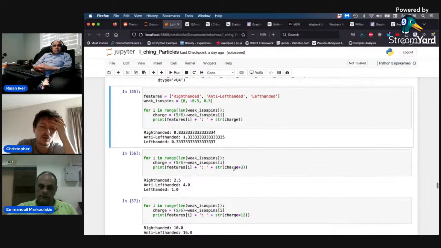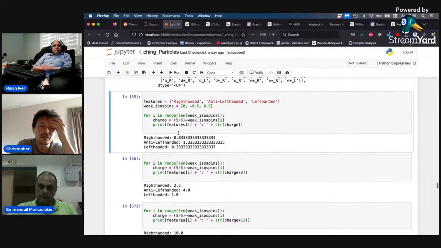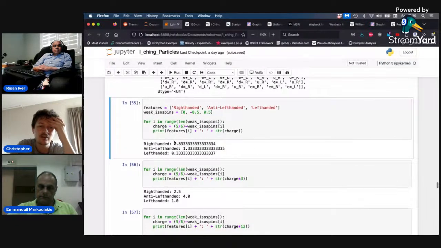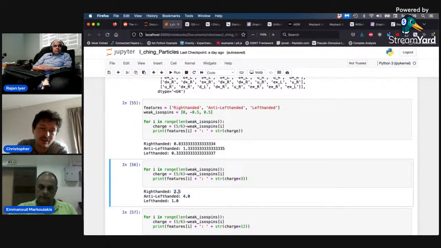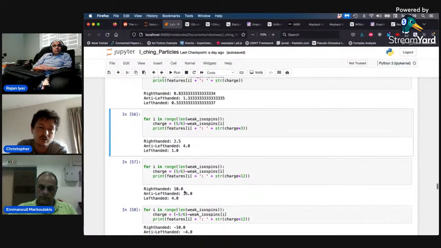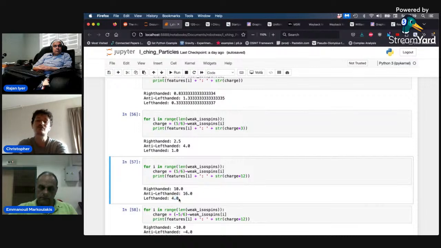Okay, so as we know, we're supposed to multiply by 3 in order to get rid of the fractional charges, and we have fractional charges here. So we multiply by 3 and we get 4 and we get 1, but we also get 2.5. So we're back to fractional charges, and we don't want that. In order to get rid of them, we multiply by 12 instead. And that gives a right-handed particle of 10, anti-left is 16, and the left-handed is 4.